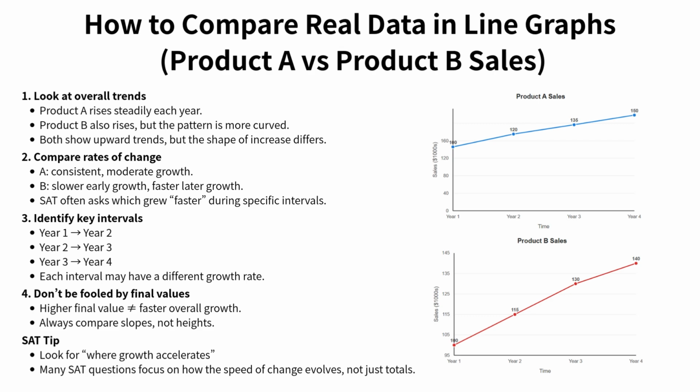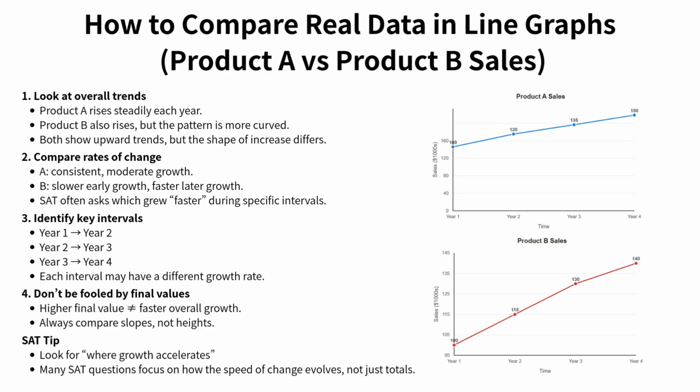Product A shows a very steady pattern. From year 1 to year 2, from year 2 to year 3, and again to year 4, the line rises at almost the same gentle, consistent pace. This is what we call uniform growth, predictable and smooth. Now look at product B.